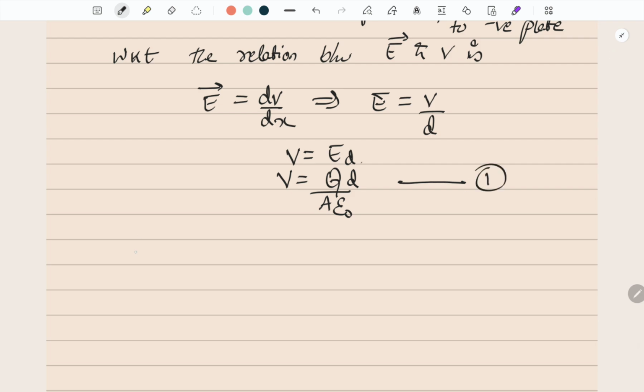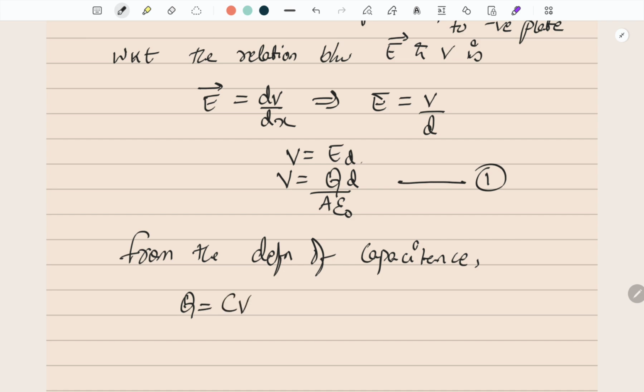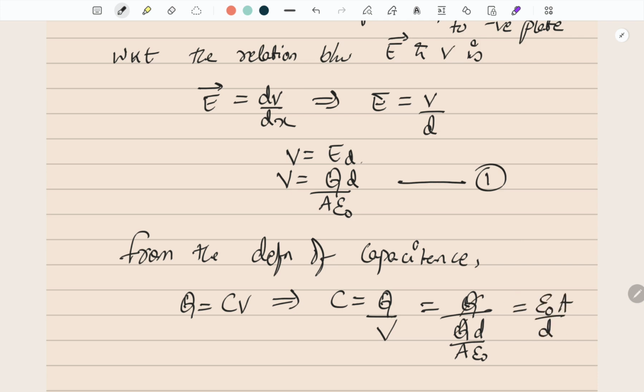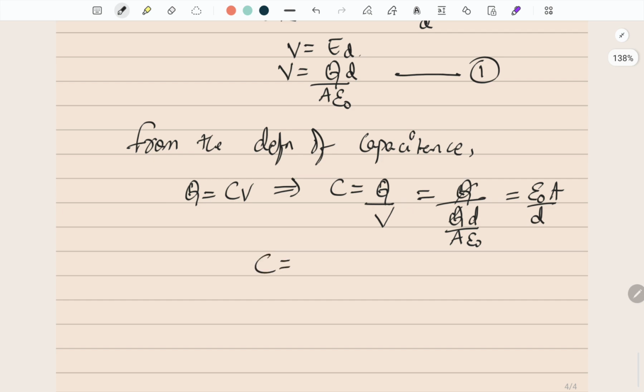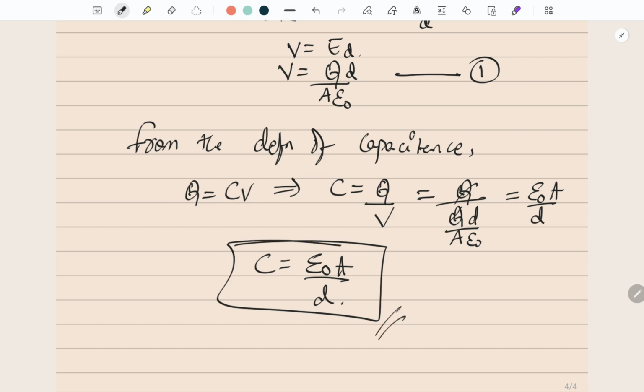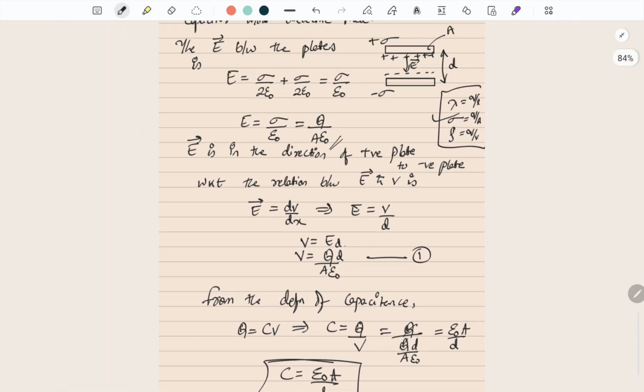Now from the definition of capacitance, Q is equal to CV. We know Q is equal to CV implies C is equal to Q by V. So what happens? Q as it is, V from the first equation, QD by A epsilon naught. So you cancel Q, you get epsilon naught A by D. So that finishes actually. So C is equal to epsilon naught A by D is the formula for your parallel plate capacitor. Very simple derivation.